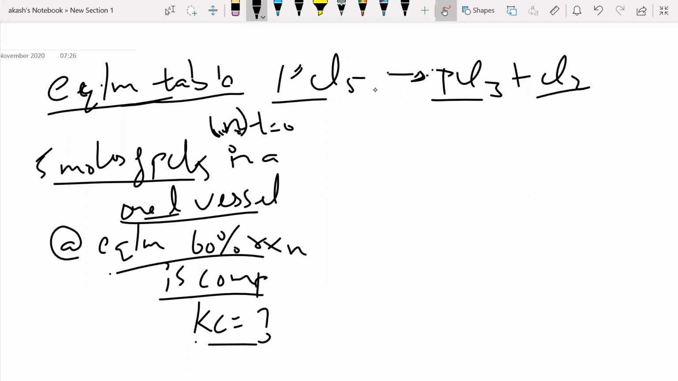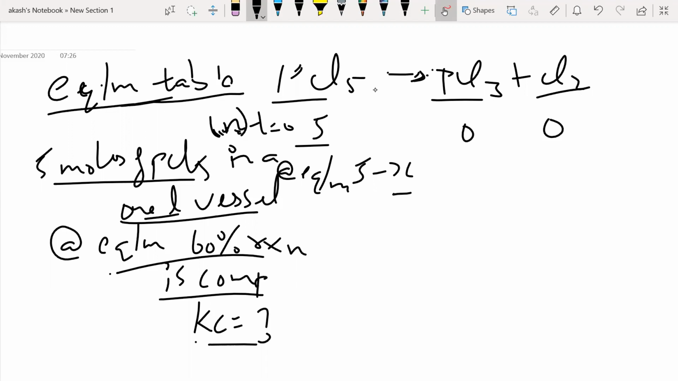Okay, so number of moles of PCl5 initially is 5. It's given in the question, and they didn't give you any information about Cl2 or PCl3, so obviously they're going to be 0. There is nothing initially. Now at equilibrium, what happened? This 5 is not there. Some X would have reacted, correct? Some X moles of PCl5. I will actually find out this X, don't worry. So I said that some X moles would have reacted.